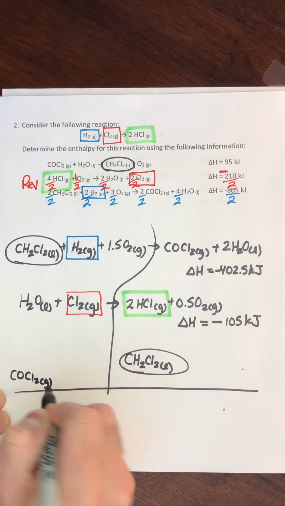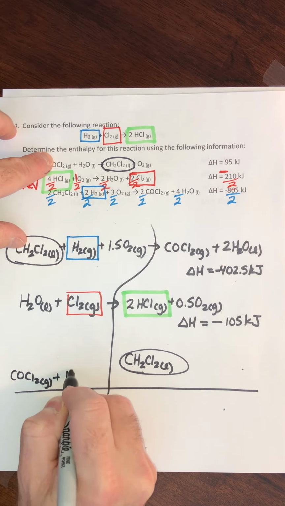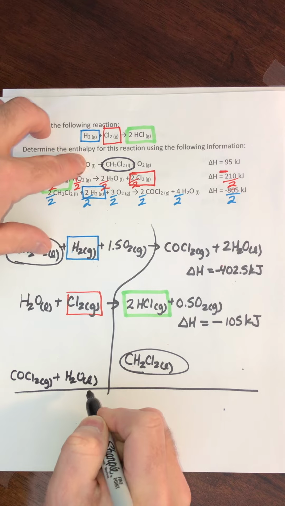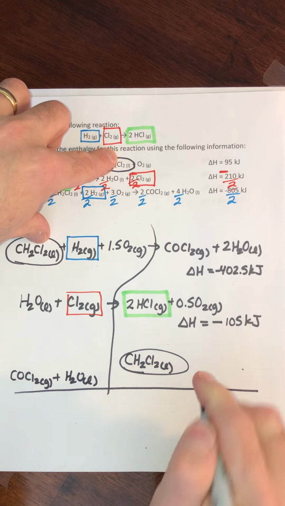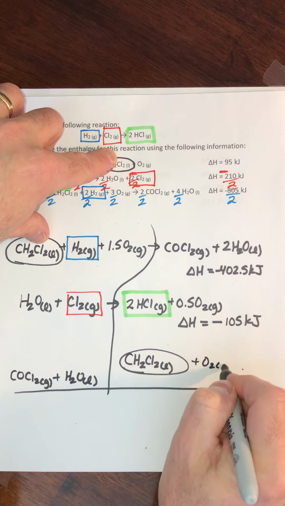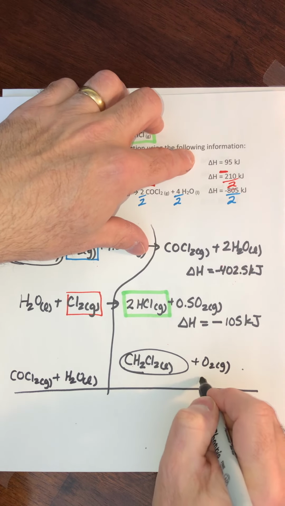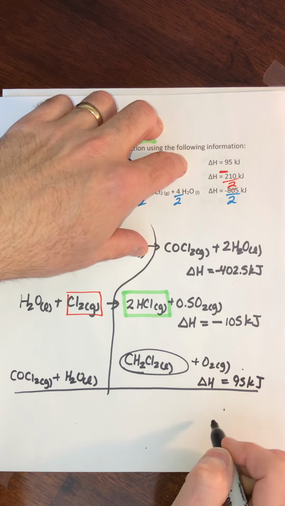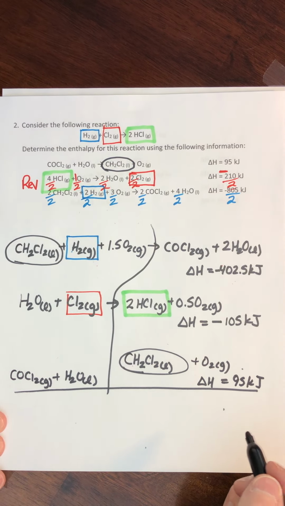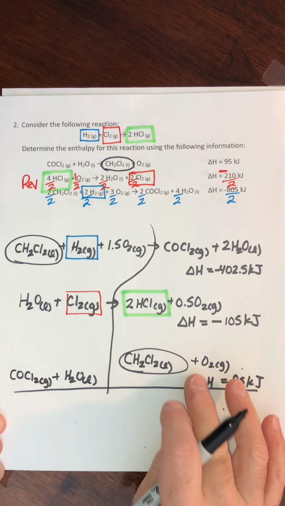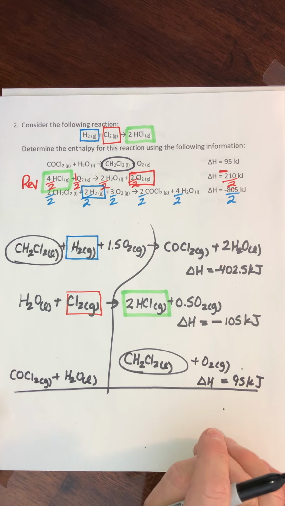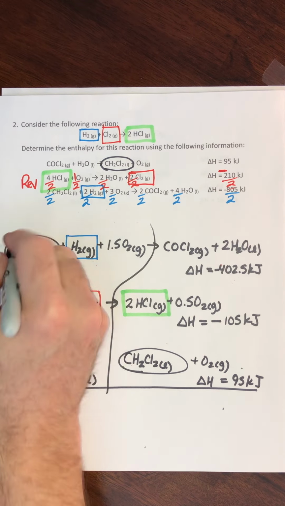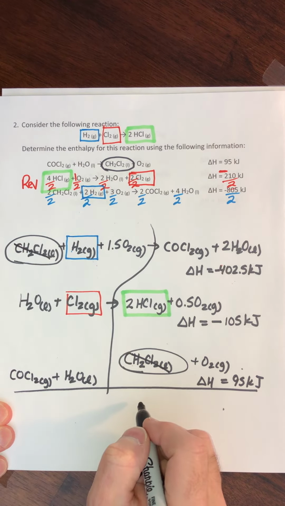COCl2 gas, an H2O liquid. I've already written this piece down, and an O2 gas. And the delta H doesn't change at all because I didn't change the equation at all. So 95 kilojoules. Now, if I have written this last equation in the right way, then things should cancel out perfectly, right? So those already cancel out.